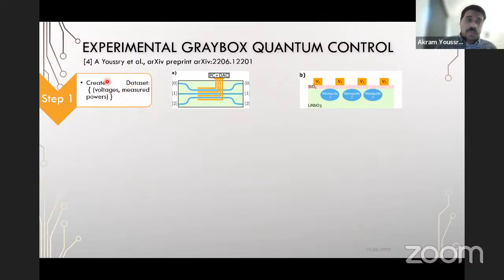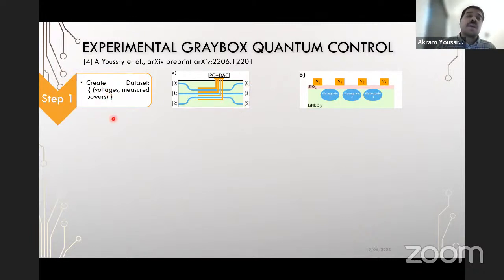So we start by creating a data set. A data set is a set of inputs and outputs. So here in this case, I generate some random voltage, and I go to the lab. I put light, apply this voltage, and measure, and see how much power is coming from the output ports. And then I generate a new set of random voltages and repeat the experiment, and so on.